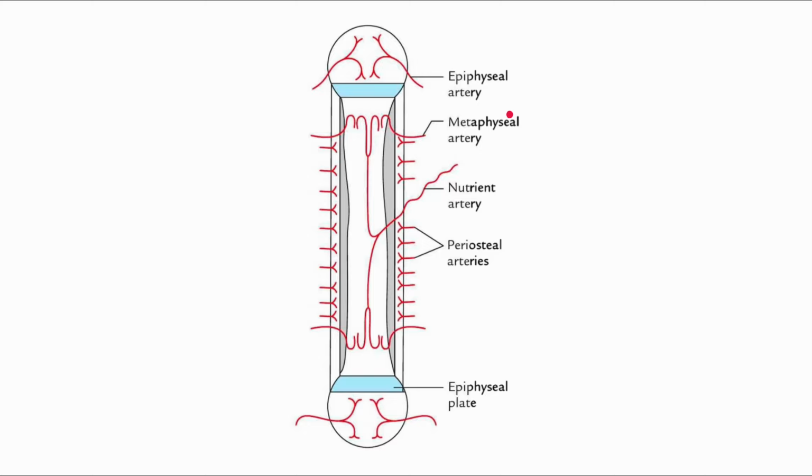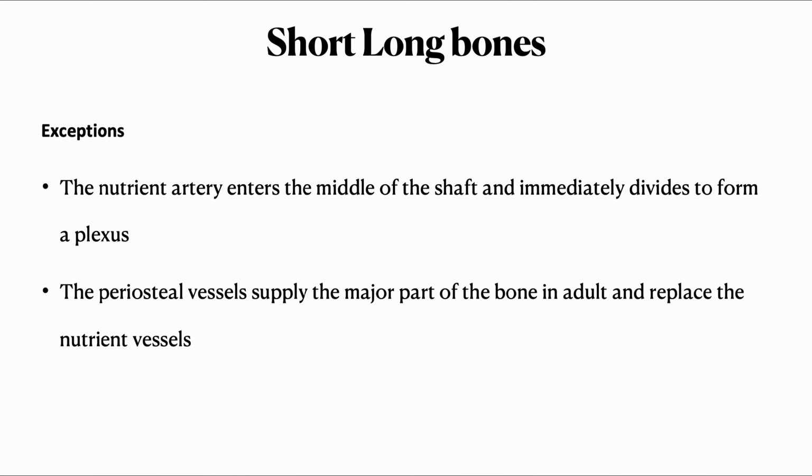Now we will see the peculiarities regarding the blood supply of other sets of bones. First one will be the short long bones. To an extent, the blood supply of these bones is similar to that of a long bone, but there are certain exceptions. The first point is that the nutrient artery enters the middle of the shaft and immediately divides to form a plexus, instead of dividing into an ascending and descending branch as in the long bone. The second point is that the periosteal vessels supply the major part of the bone in adults and replace the nutrient vessels.